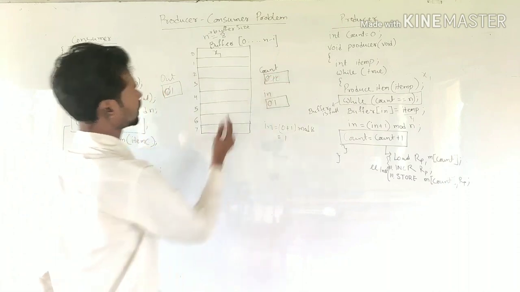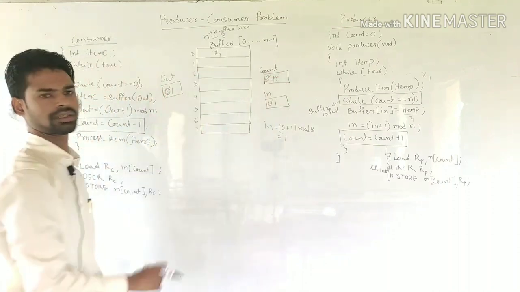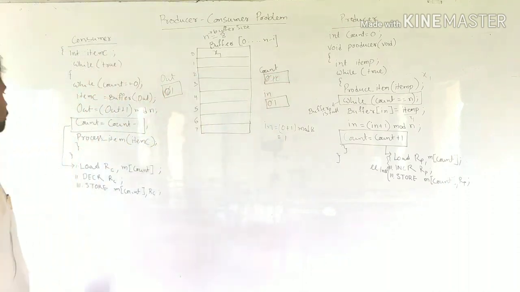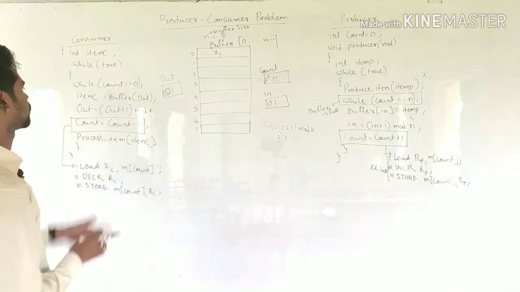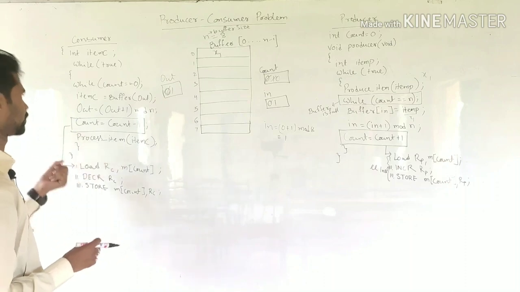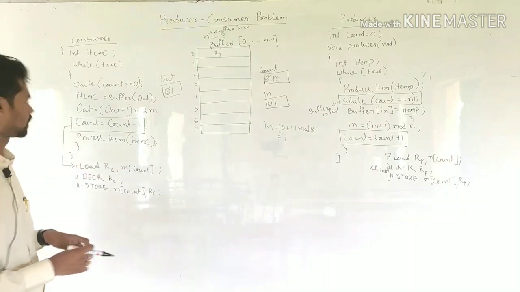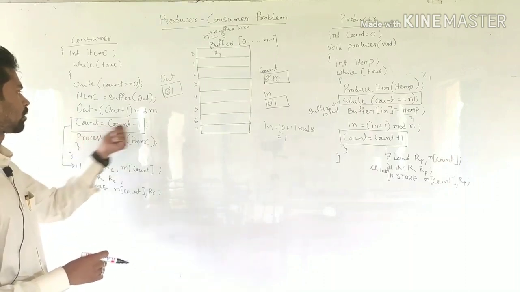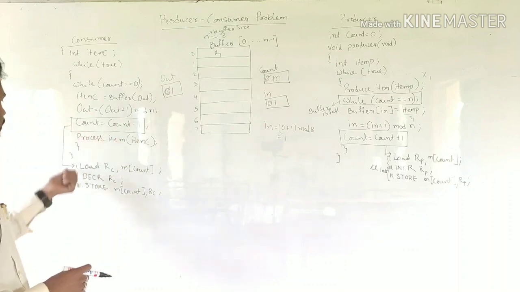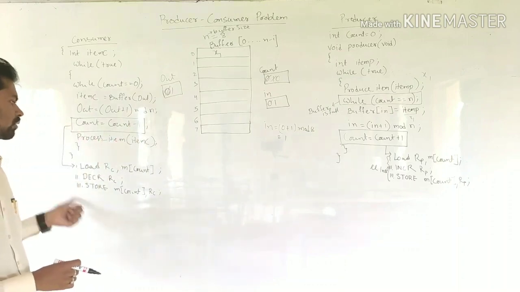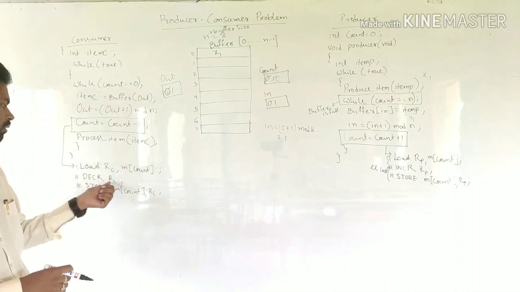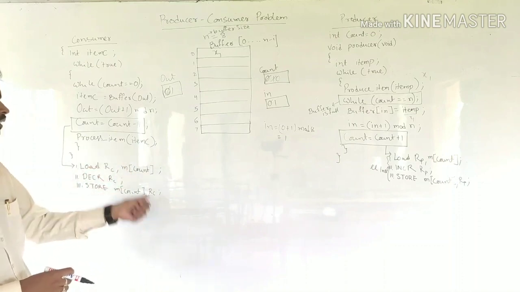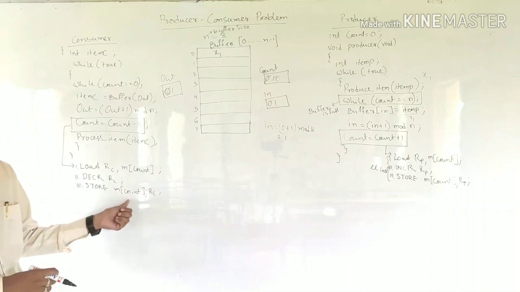So count gives the number of items present inside the buffer. Next, process item C, then item C will be processed or consumed by the consumer. Here also, count equal to count minus 1, this statement will be divided into 3 micro instructions. M count will be assigned to RC, then register C will be decremented, then the decremented value will be assigned to M count.